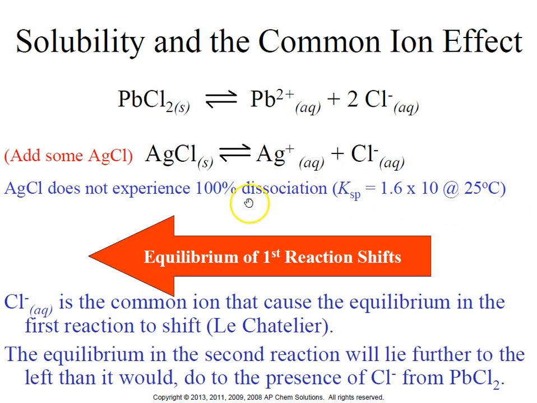So no matter if the common ion comes from a soluble compound like sodium chloride or a compound that's not completely soluble like silver chloride, it's still going to make our salt less soluble than it would be. Now, the sodium chloride, because it is completely soluble, will have a bigger effect on the equilibrium than something like silver chloride because it's going to give us more ions.